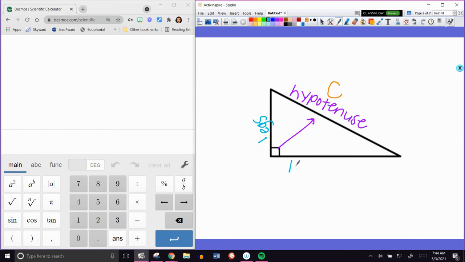And those I can use as A or B, and I can interchange them. I can switch them. So this could be B, this could be A. That doesn't matter. The most important one with Pythagorean theorem is our C, and our C being that hypotenuse, all right?